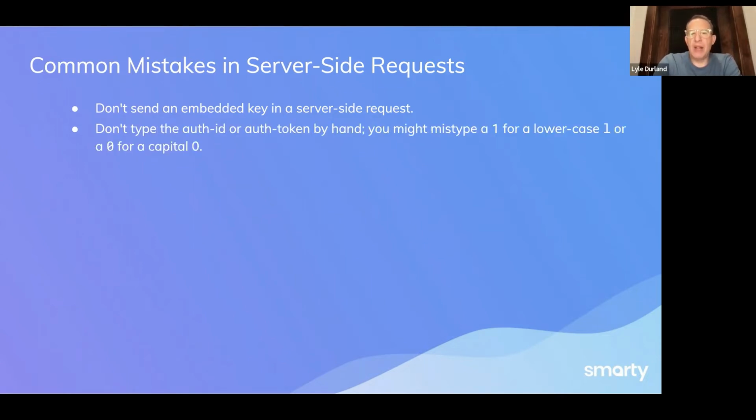Don't type the auth ID or auth token by hand. You'll get those, of course, by looking at your API keys page. You definitely want to copy and paste those. If you try to do it by hand, you might mistype a 1 for a lowercase l or a 0 for a capital O. Occasionally, we see these kinds of errors where people have manually typed the auth ID or auth token, and they've missed something like that. So definitely recommend copying and pasting those values into your code. And similar to what we also saw with client-side requests, don't forget to URL encode the request URL.